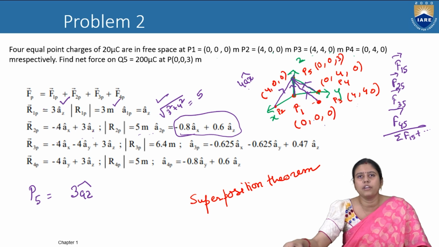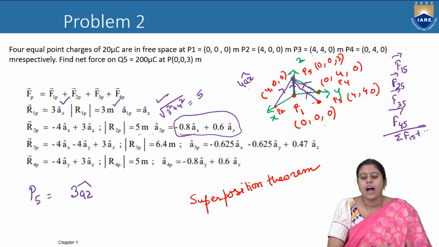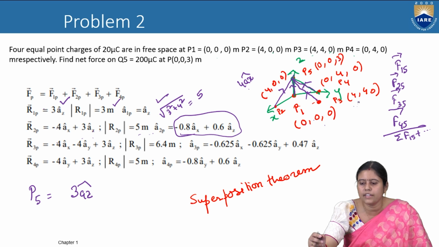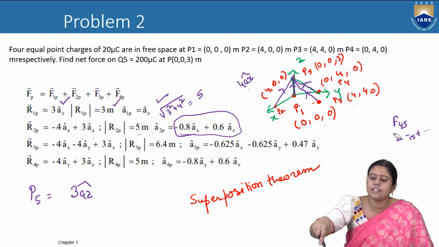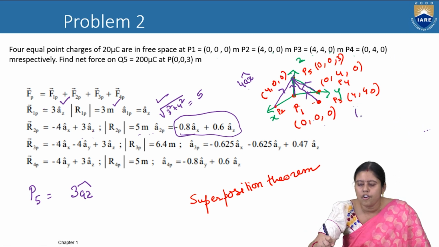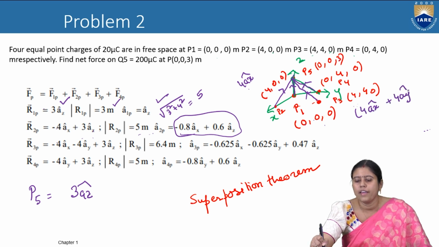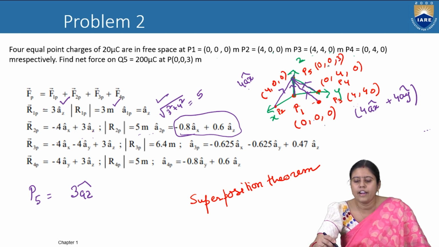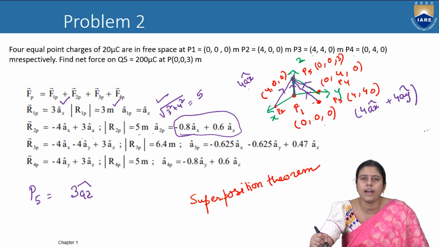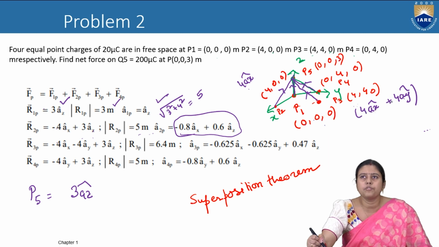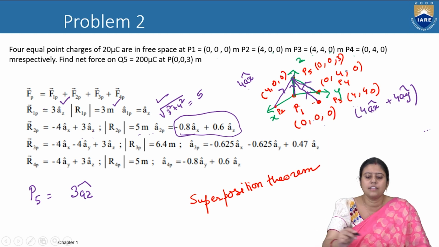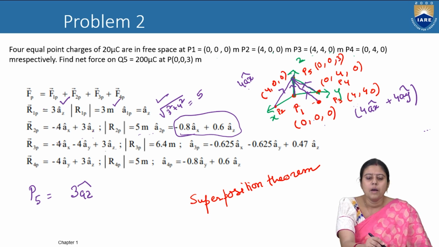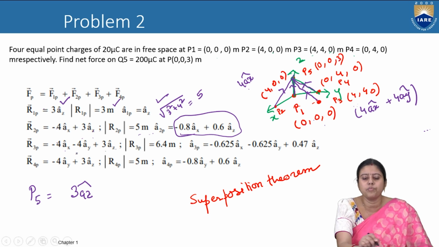Next we will calculate the r3p. What is the vector of the r3p? R3p position vector is 4ax plus 4ay. So what will be the equation? End point minus starting point. So minus 4ax minus 4ay plus 3az. My end point 3az, starting point minus 4ax minus 4ay.